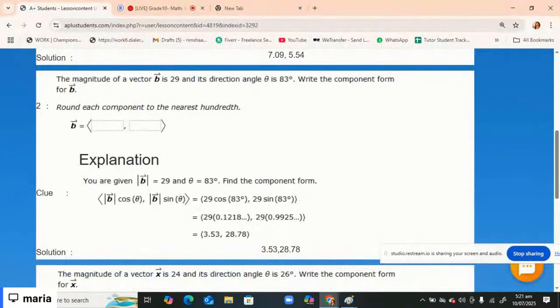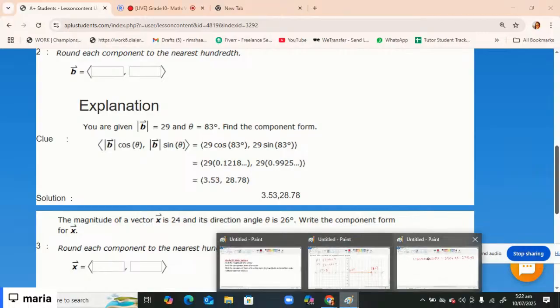Magnitude is just in case, if it's negative, you turn it into positive. Now finding cos 83, finding sin 83, just multiplying with 29 and write your answer. Okay, so there are two values from that.